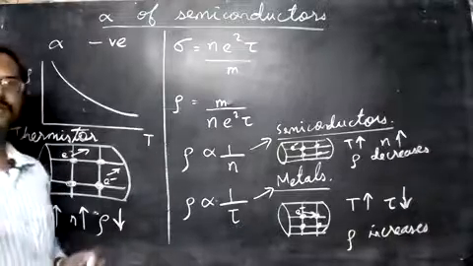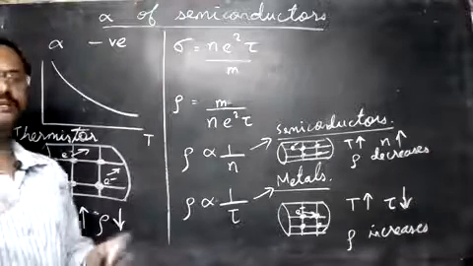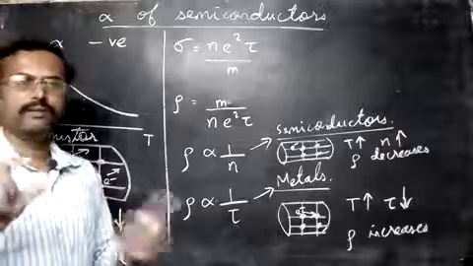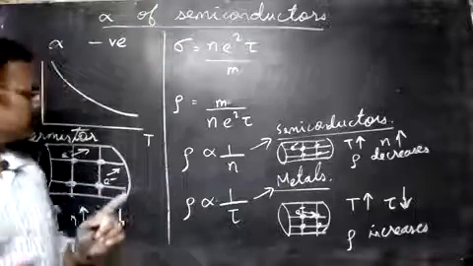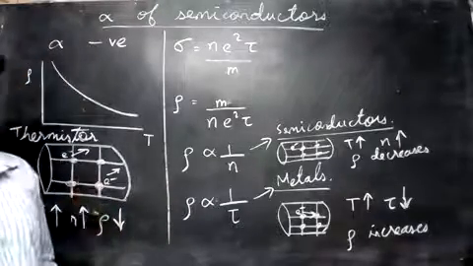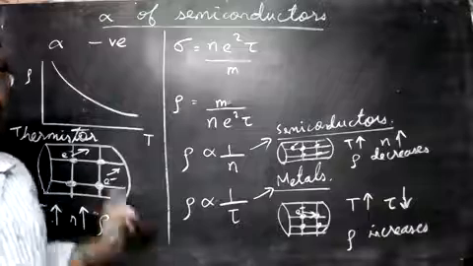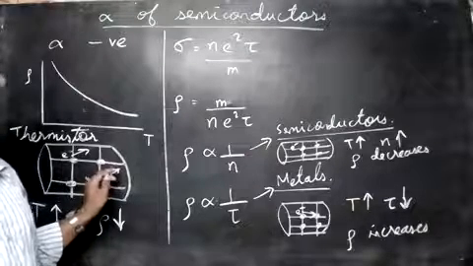You must have seen that nowadays we have digital thermometers. In digital thermometers they use these semiconductors. They find out the temperature using the change in resistivity or change in resistance there.